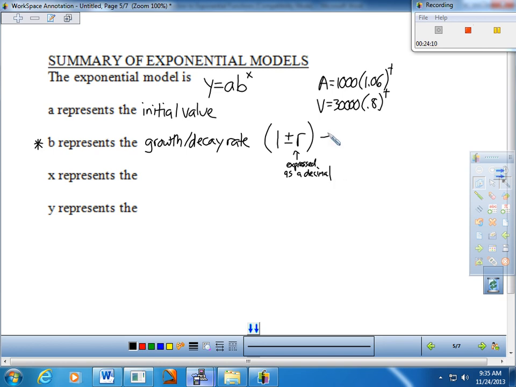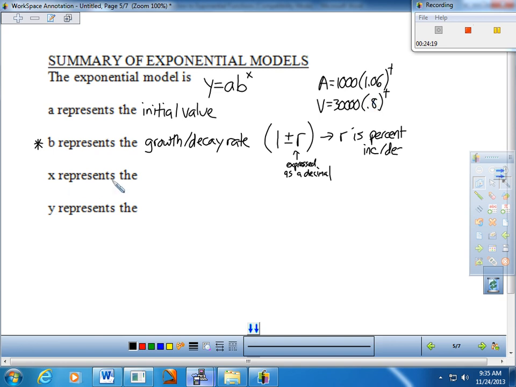R, one more thing I have on my sheet. R is the percentage increase or decrease. So up by 6% gave us this. Down by 20% gave us that. There's our b value. Excellent.